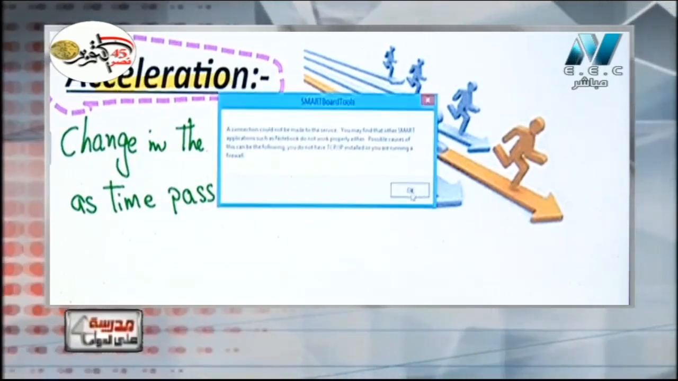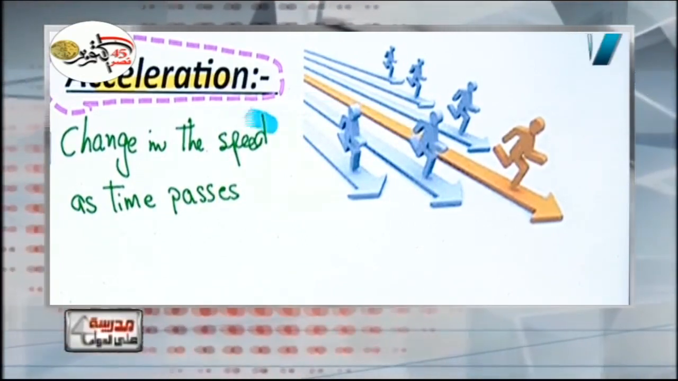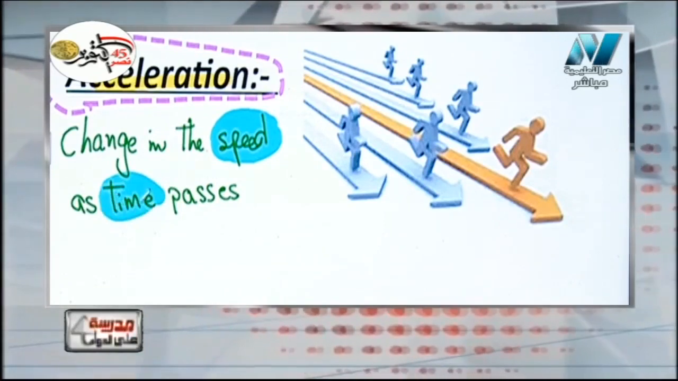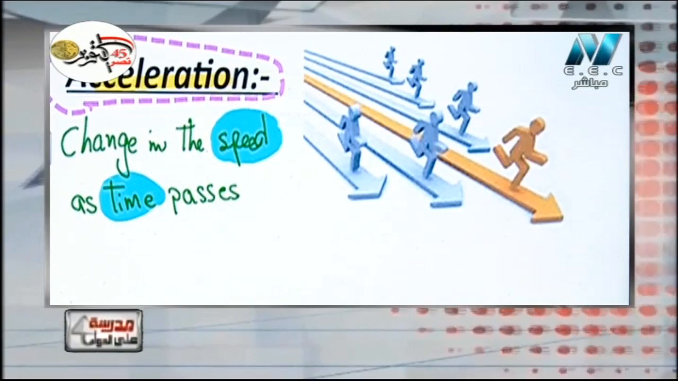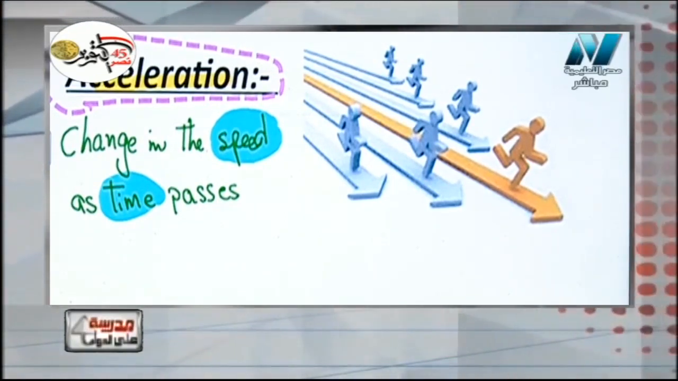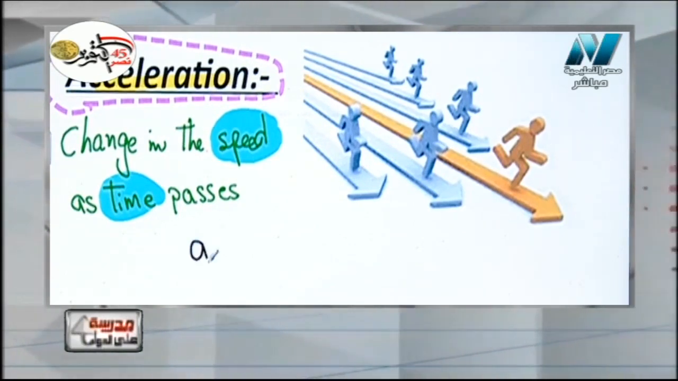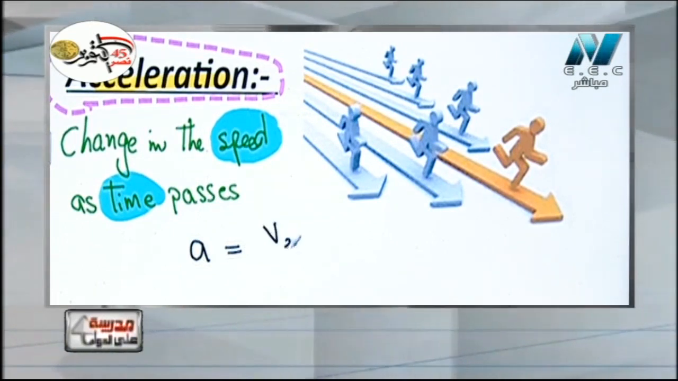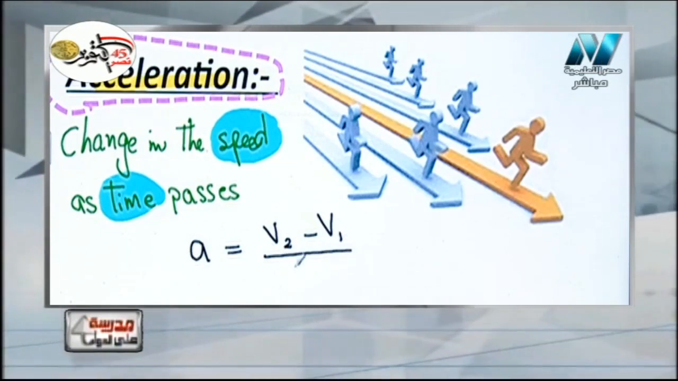The first factor is what? The speed, and the second factor is the time. So if you want to represent the mathematical law of acceleration, we have acceleration, A, equals V2 minus V1 over T.